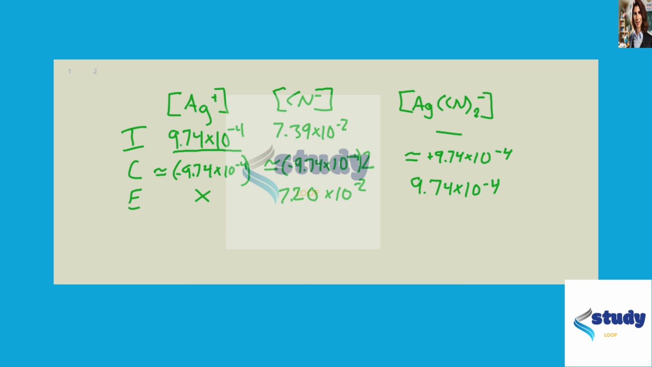So I'll open a third page so we don't get too crowded, and we'll write our expression for Kf. Like any equilibrium constant, this is going to be equal to products divided by reactants. In this case, this is our product, and our reactants are silver plus and cyanide minus squared. And this is equal to 1 times 10 to the 21st power.